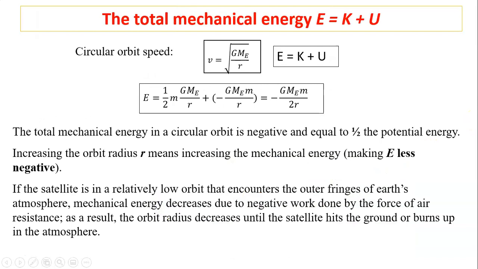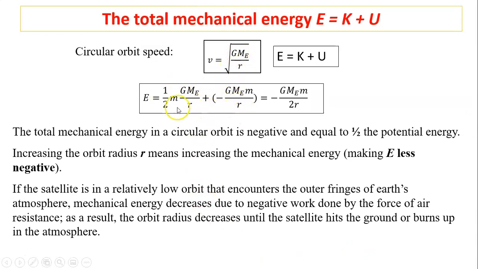Total mechanical energy, E equals K plus U. For circular speed, we already know v equals the square root of GM_E over r. And E, total energy, is kinetic plus potential. Kinetic equals one half mv squared. v squared equals this according to that equation. And here's the potential energy.